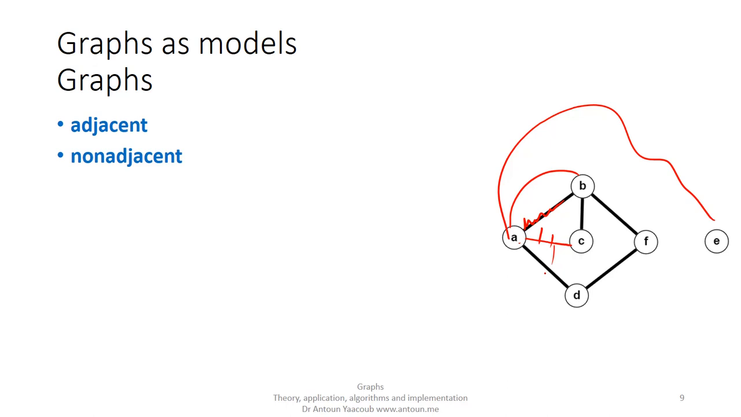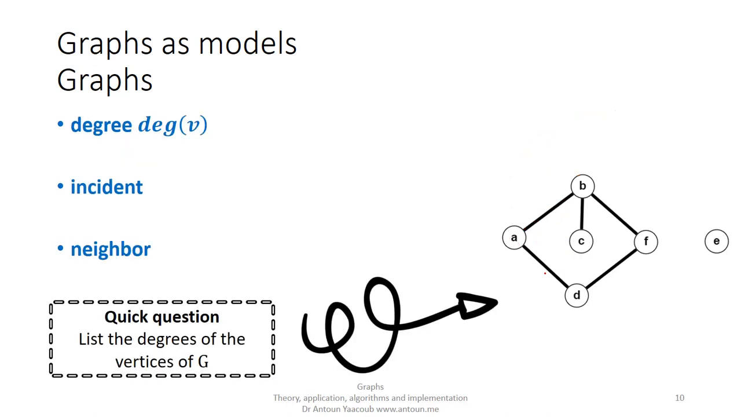Otherwise, they are called non-adjacent. We also have the notion of degree. Whenever I have a vertex V, I can calculate the degree of a vertex. The degree of a vertex is the number of vertices adjacent to V. So let's do that on this graph.